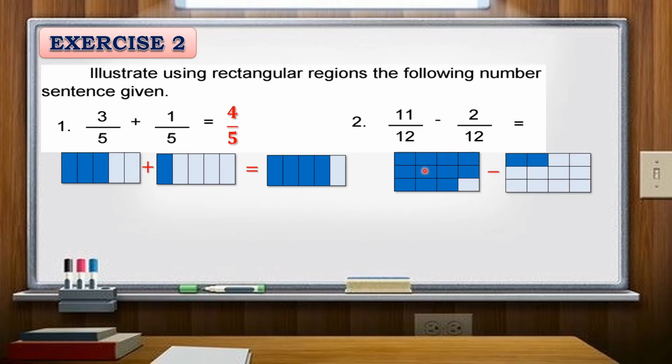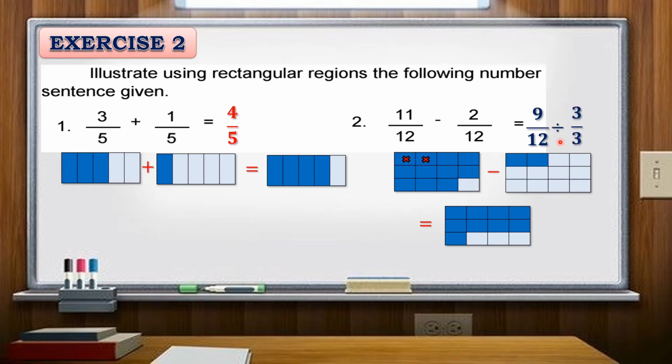11/12 minus 2/12. 11 parts out of 12 equal parts are shaded. Minus 2/12, that means 2 parts will be taken away in the number of shaded parts in the minuend, which is 11 twelfths. The remaining shaded parts of the minuend is only 9 parts out of 12 equal parts.